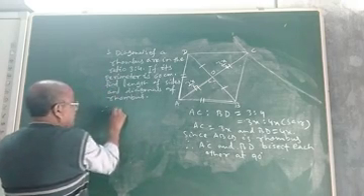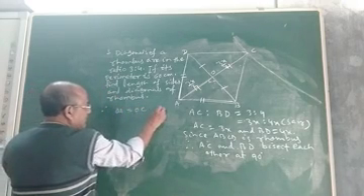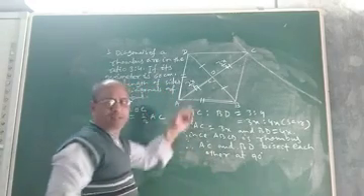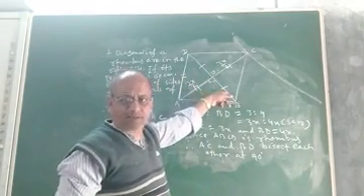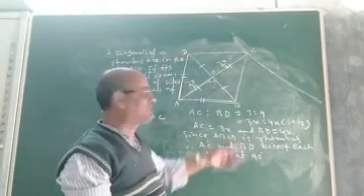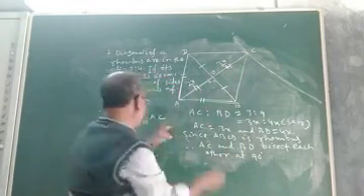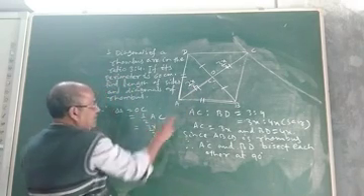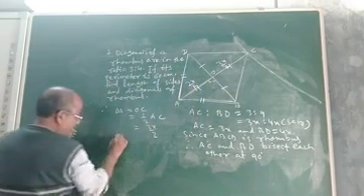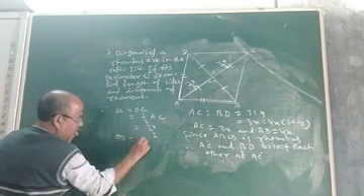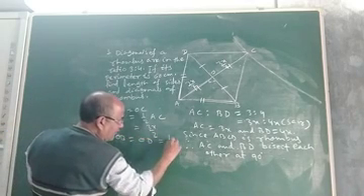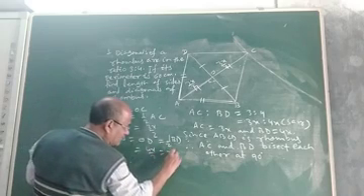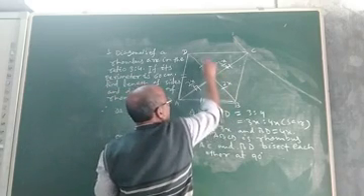Therefore OA is equal to OC and each is equal to half of AC. As the two diagonals bisect each other, OA and OC will be equal, and they will be equal to half of AC, which is 3x by 2. Similarly, OB and OD will be equal and each one will be equal to half of BD, which is 4x by 2, that is 2x. Now this is 2x and this is 2x.